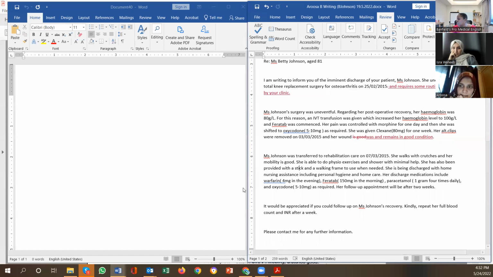Her discharge medications include, so you're writing to a GP and you give the exact dosages. Good, because he's a prescribing person who might need to adjust. And paracetamol and oxycodone. Repeat the prescriptions. Exactly. Her follow-up appointment will be after 2 weeks.